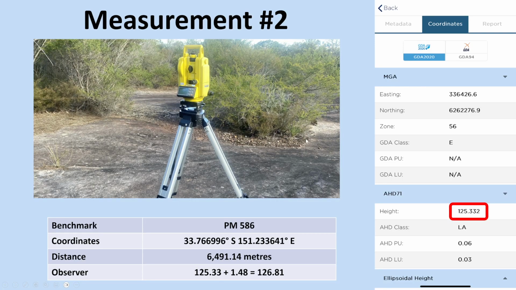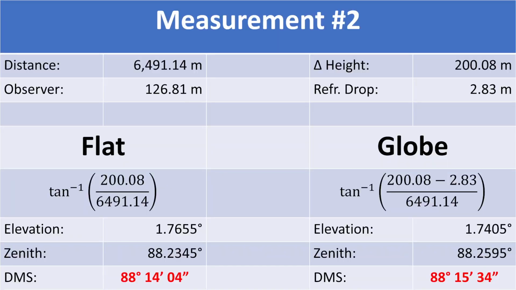All right, here's measurement number 2, which is actually an Aboriginal engraving site, which is kind of cool. The observer elevation here is 126.81 meters, and the distance is about 6.5 kilometers, which is a little further than measurement number 1, so we'd expect a little more drop. Feel free to plug the distance into the Metabunk curve calculator by yourself, but at this distance we're looking for a refracted drop of 2.83 meters.